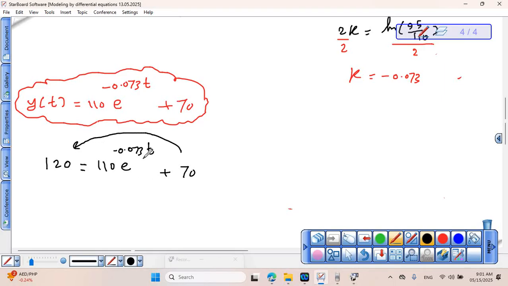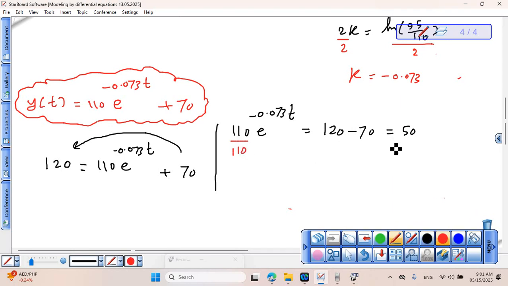Move the 70 over. We can write 110 e to the power negative 0.073t equals 120 minus 70, which equals 50. Divide both sides by 110. We get e to the power negative 0.073 times t equals 5 over 11, because we can cancel the zero from the top with the zero from the bottom.